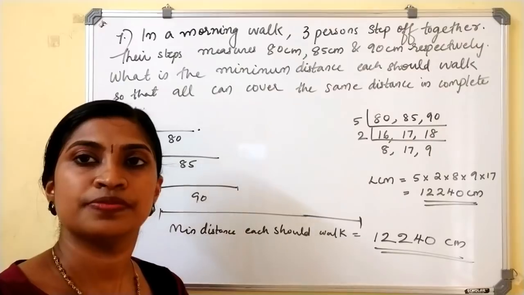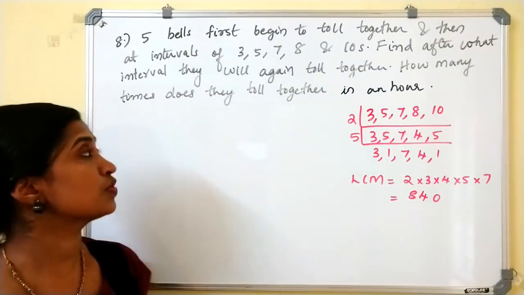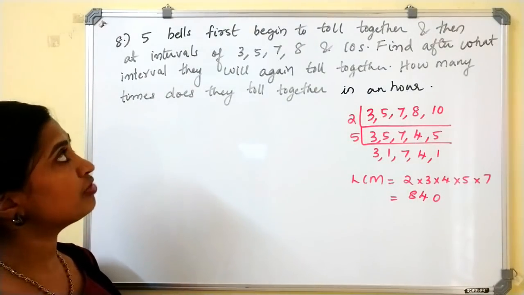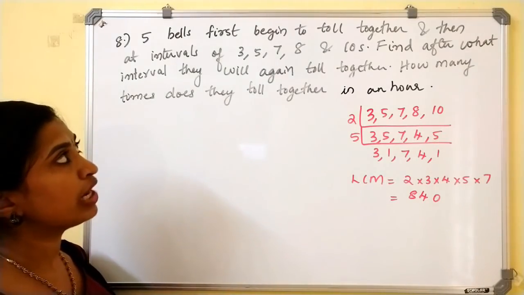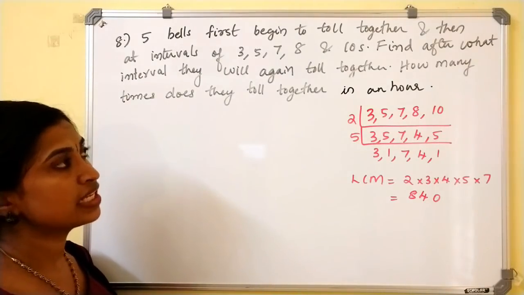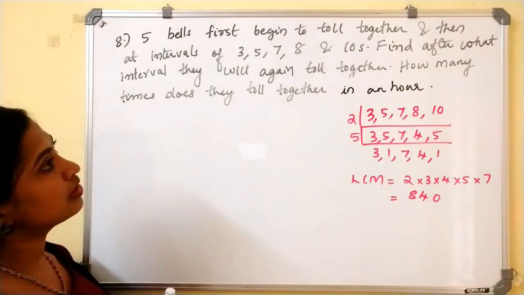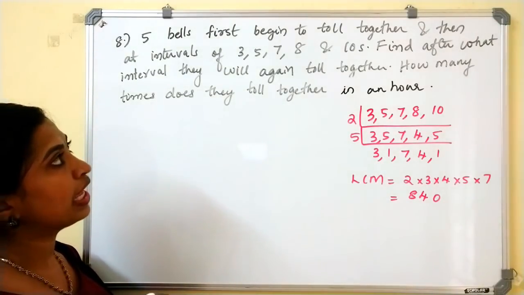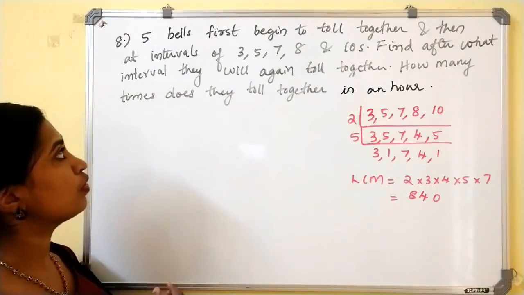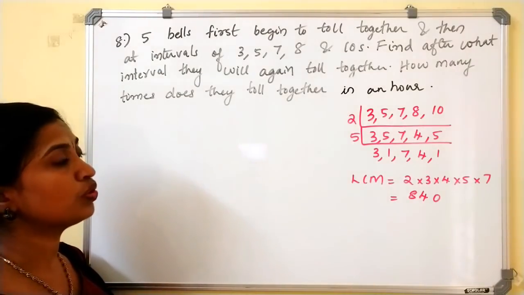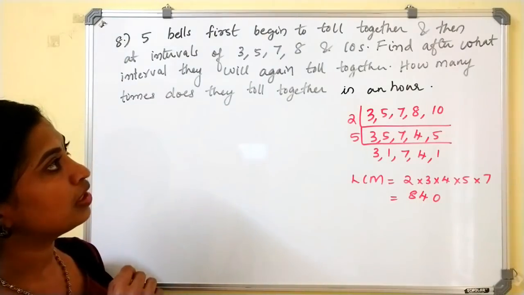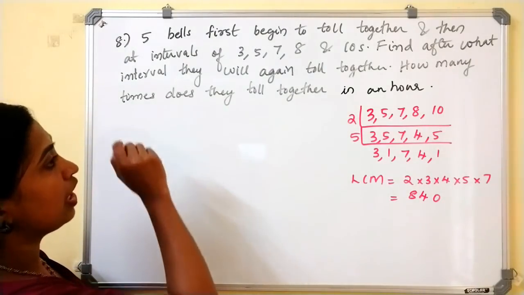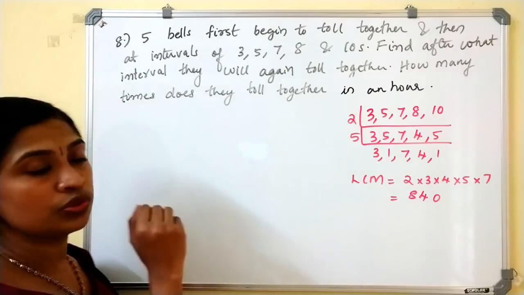Next question. This is the next question. 5 bells first begin to toll together and then at intervals of 3, 5, 7, 8 and 10 seconds. After what interval will they again toll together, and also how many times do they toll together in an hour? Here we are asked to find after what interval they will toll together again.